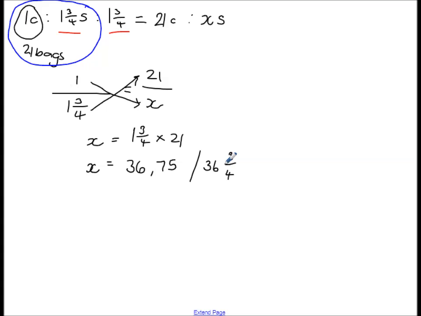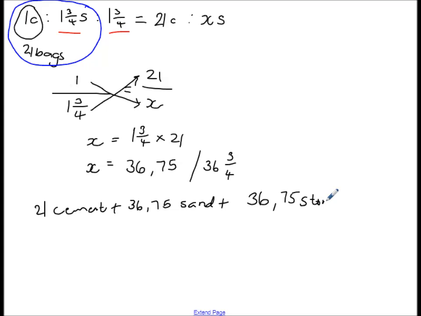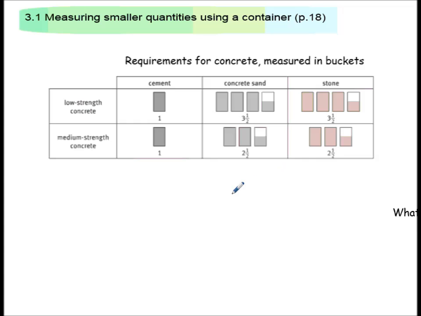wheelbarrows of sand. So then I would need 21 cement plus 36,75 sand plus 36,75 stone. And that would give me, I think, yes, 3,6 cubic meters of concrete. Let's have a look here.